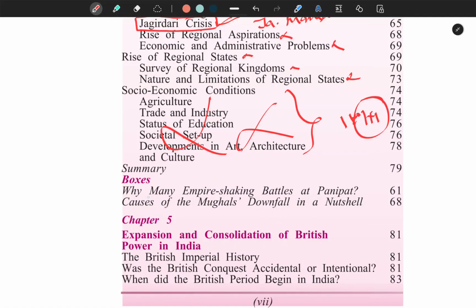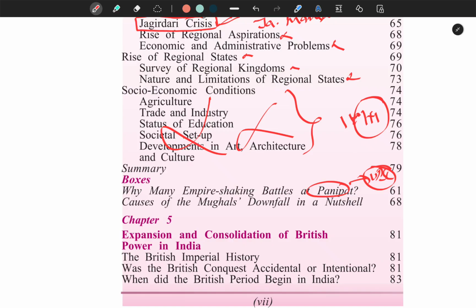Okay. Then question, why many empire shaking battles at Panipat? This is the UPSC PYQ. Nowadays, these books' authors usually copy from UPSC PYQs and put it into the books, so that freshers will come to know that whatever the things asked in the prelims or mains, they have covered all those in their books. But things are not like that. After seeing the question paper only, they are going to add into the book. This is the modus usually book publishers and authors do.